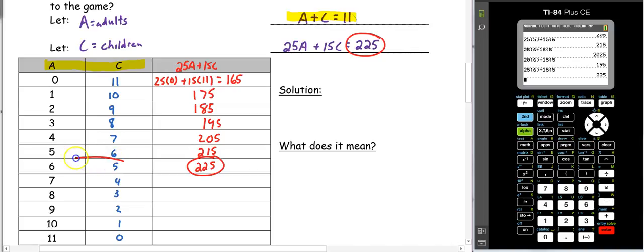So in this case, we have the ordered pair 6, 5. And because we don't have x, y, we're going to go in alphabetical order. So we have A for adults and C for children. If it's a word problem, make sure that you write a sentence about what this point means. So if we have the point 6, 5, there are 6 adults and 5 children going to the baseball game.